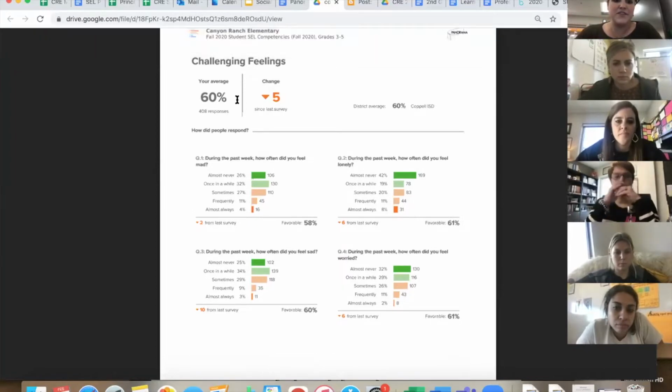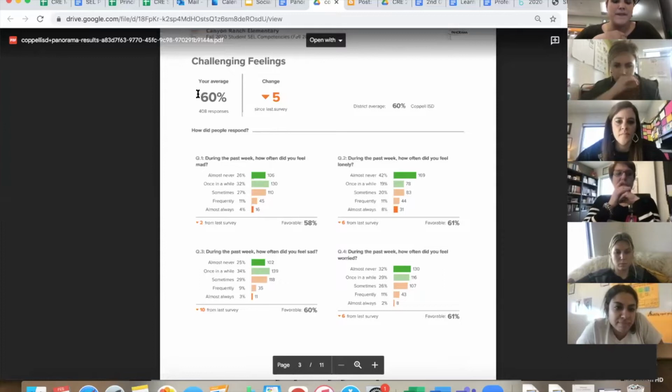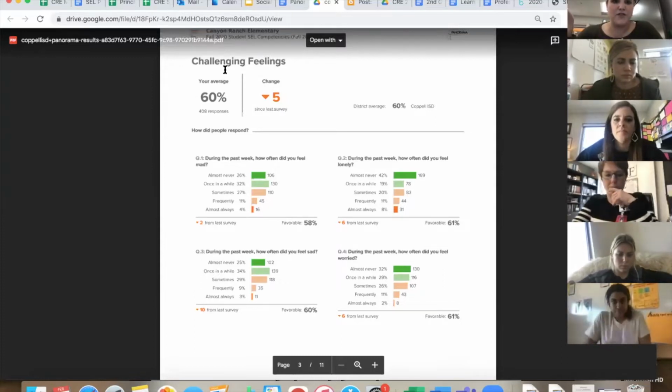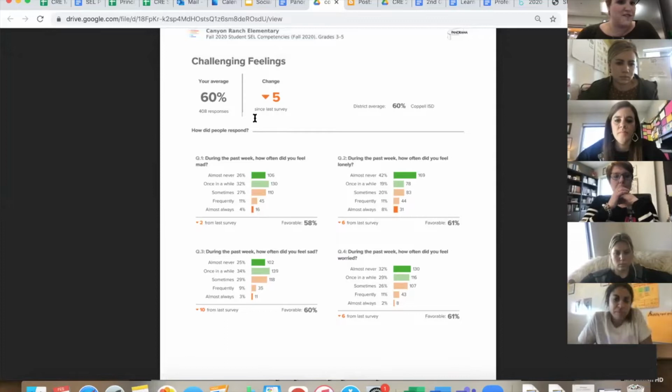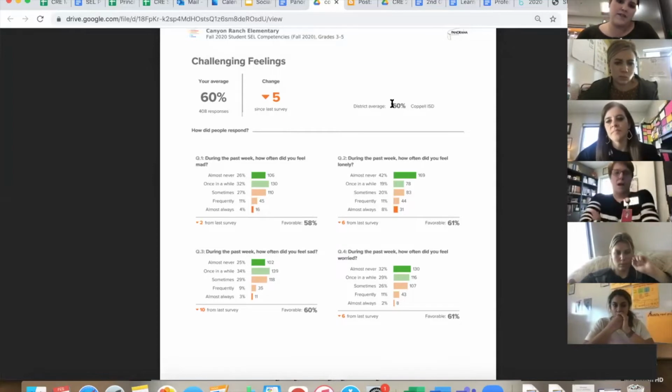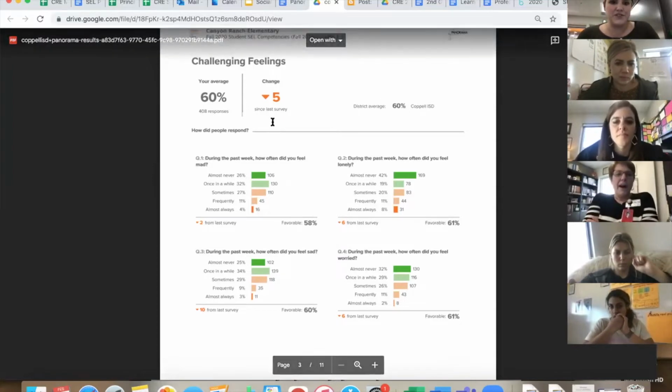So the percentage, like the average, is the percent favorable. So how many students responded favorably. And then the next thing to it is the change. And so you're going to look and see, since the last time they took this survey, what's the change? Is it a positive change? Is it a negative change? And then there's the district average on the right side. So where's CRE compared to where the district is?